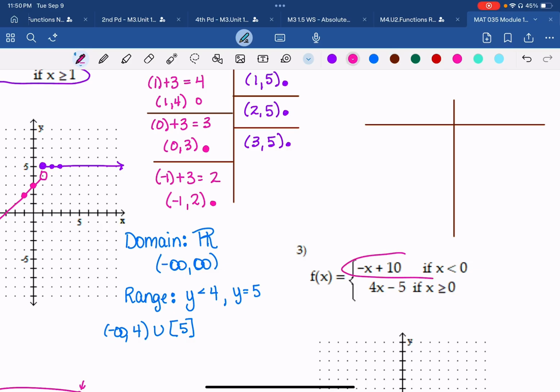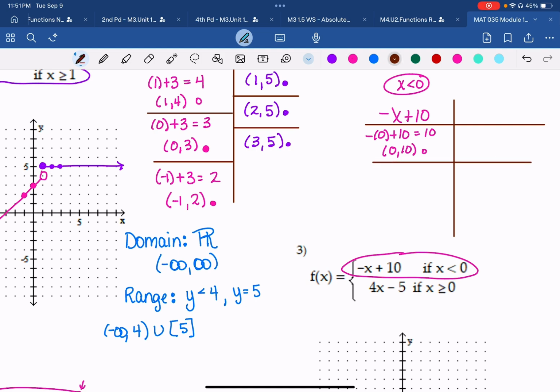So this would be my first one. Negative x plus 10, and that's only going to be when x is less than 0. So again, I'm going to start with 0. Okay? And if I plug in 0, negative 0 plus 10, it's going to give me 10. So my ordered pair is 0, 10. Since it's not or equal to, it's going to be an open circle.